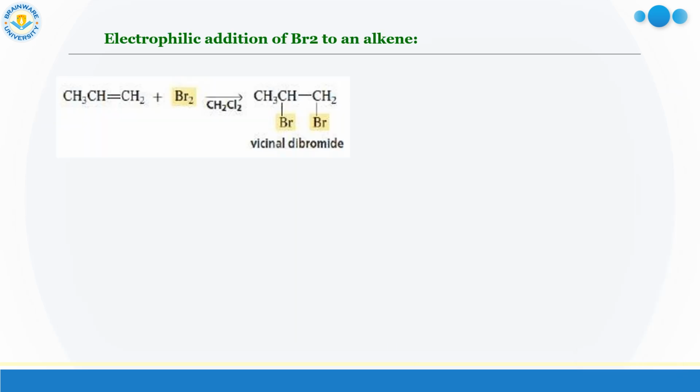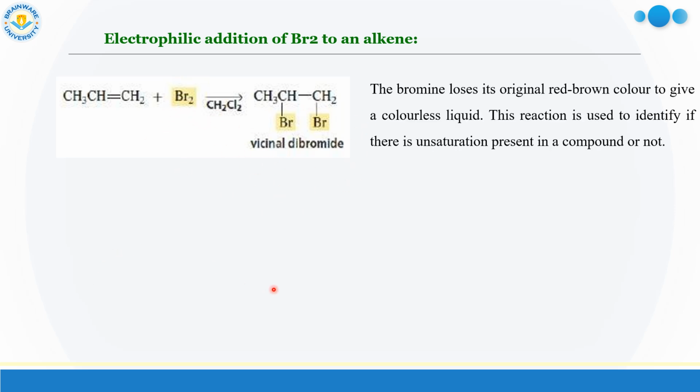Next is electrophilic addition of bromine, Br2, where a vicinal dibromide product is formed. This reaction is very important. Why? Because you can find out whether an unknown compound is unsaturated or not.